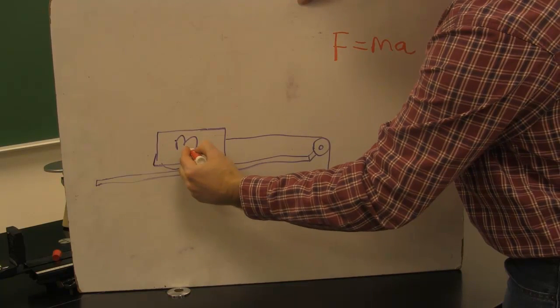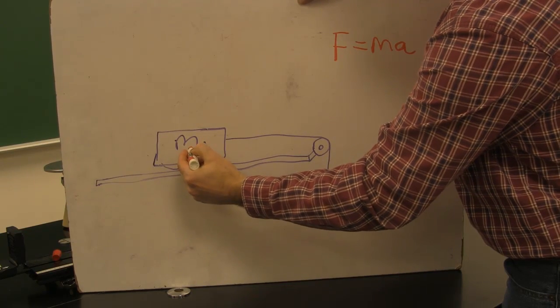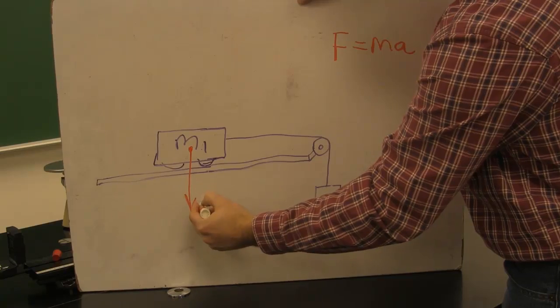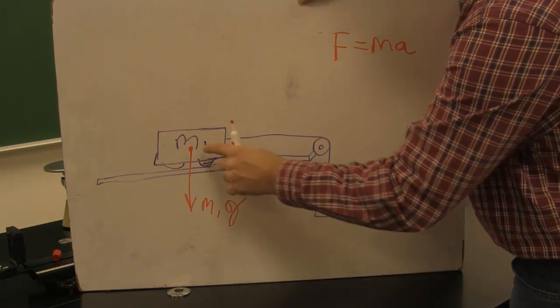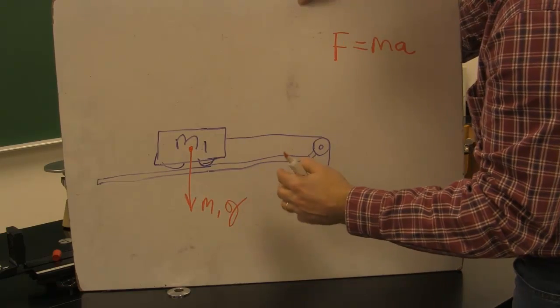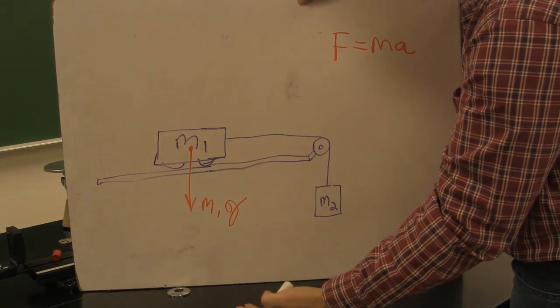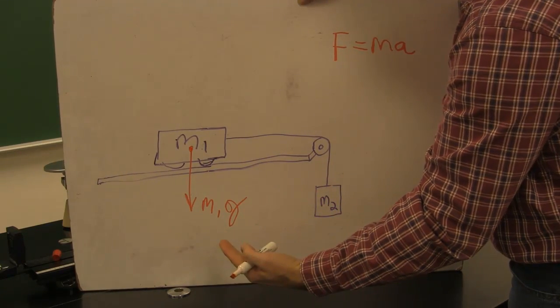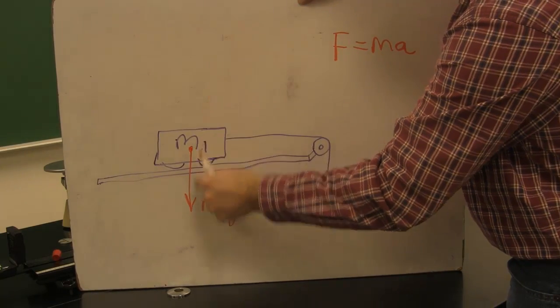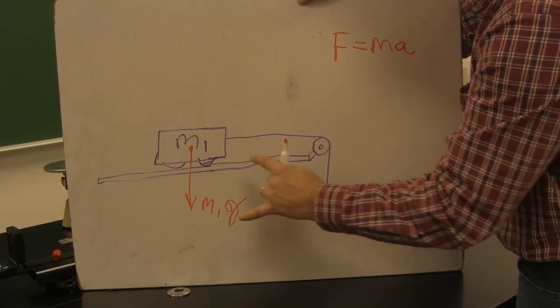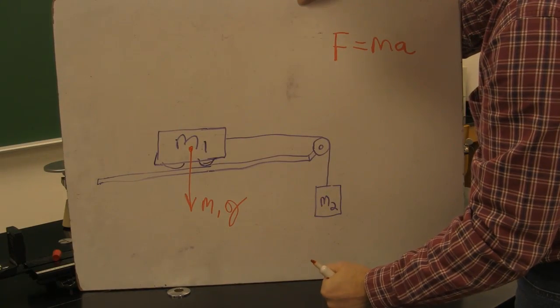First of all, gravity pulls downward. There's a downward force with a magnitude of M1g. Now this gravitational force has its Newton's pair in the earth. The earth feels a force upward equal to M1g. This cart feels a force downward equal to M1g. That's a Newton's third law pair.